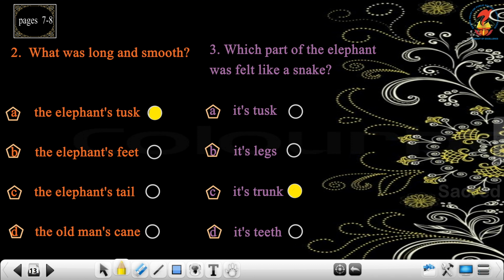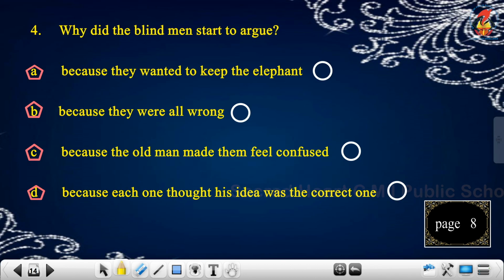Color option C, its trunk. Color completely. Okay, children? Now the fourth question in page number 8.